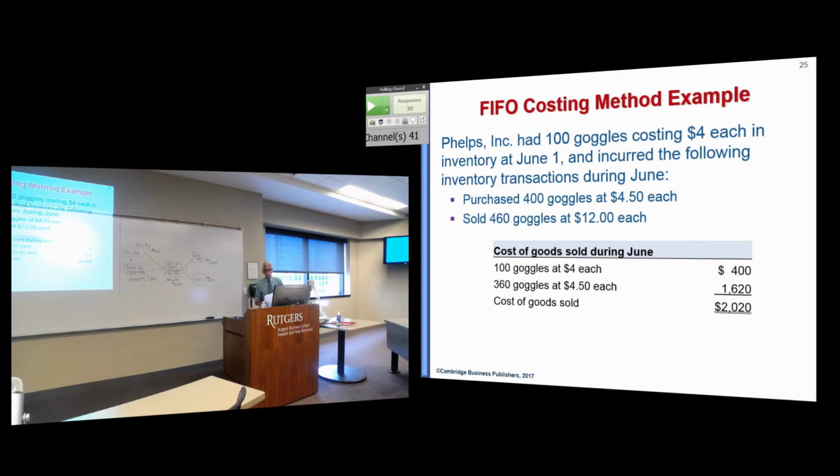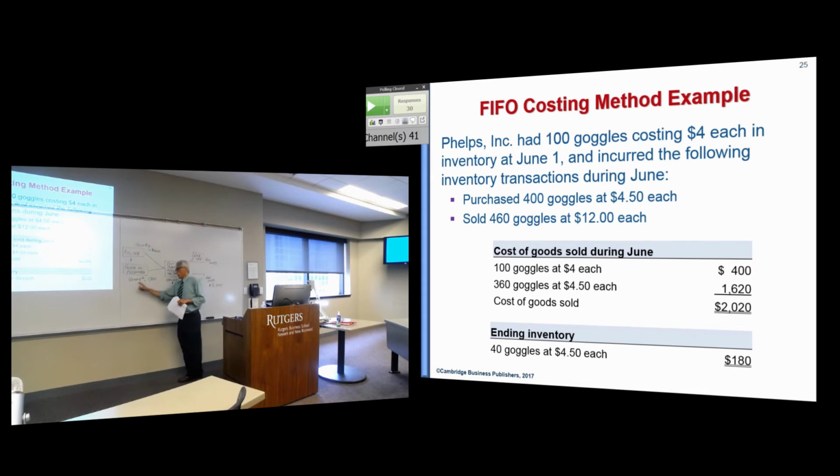So here's our cost of goods sold. Under FIFO, you sold 460. The assumption is that you sold 100 at $4, and then another 360 at $4.50. So our cost of goods sold is going to be $2,020. And the ending inventory is the most recent cost. You've got 40 units left at $4.50, and that's going to be $180.